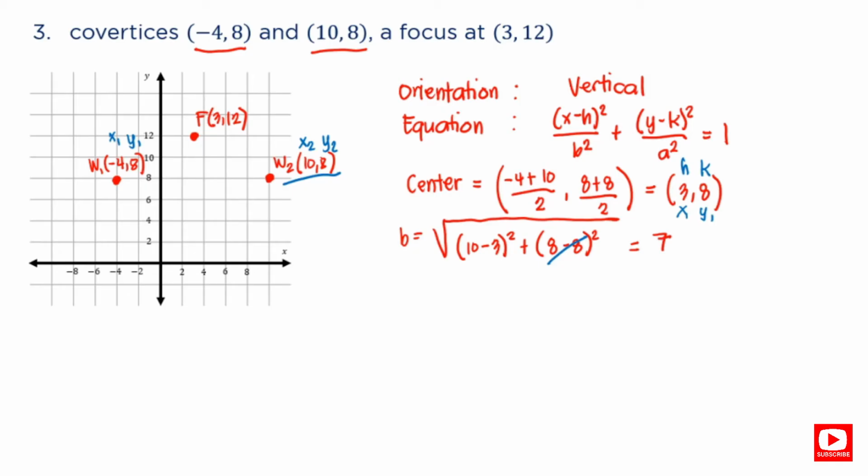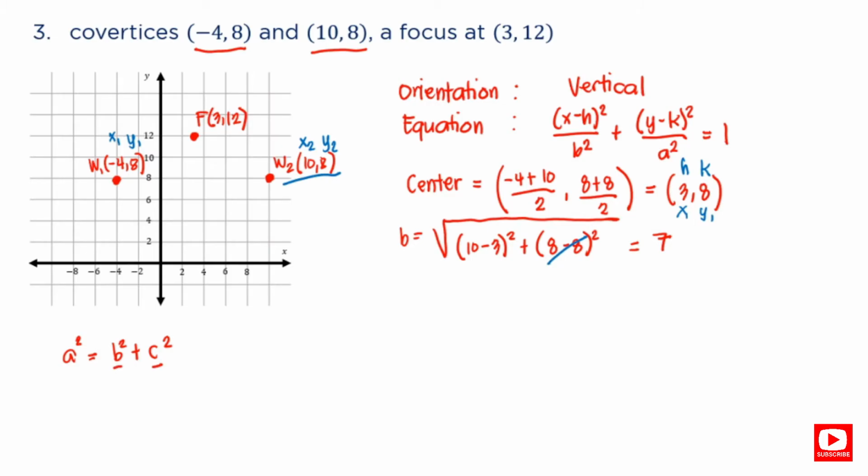Okay? To find for the value of a, since we have the focus to center is just c, right? And a square, take note from our properties, a square is just equal to b square plus c square. So meron na tayong b, si c muna yung hahanapin natin.